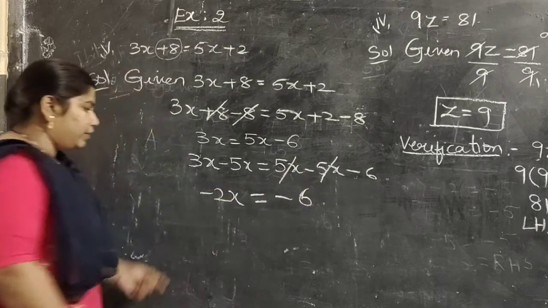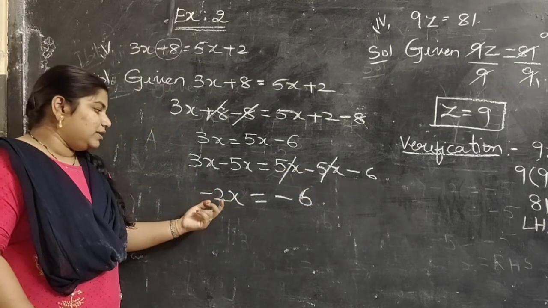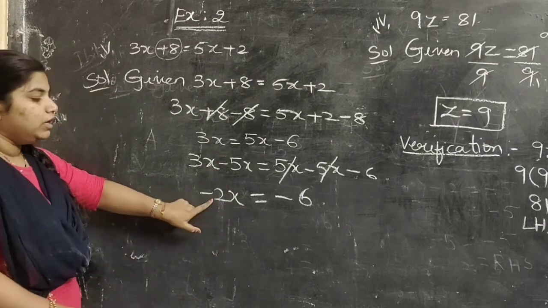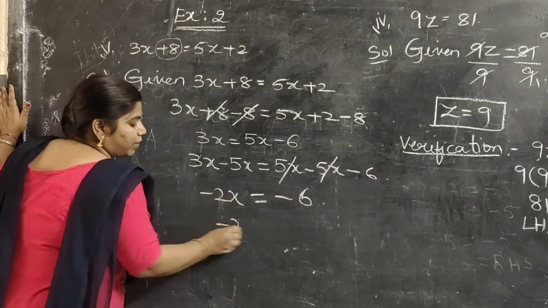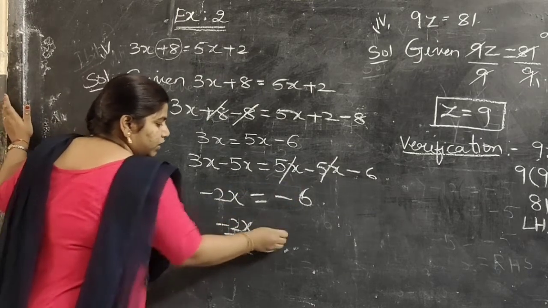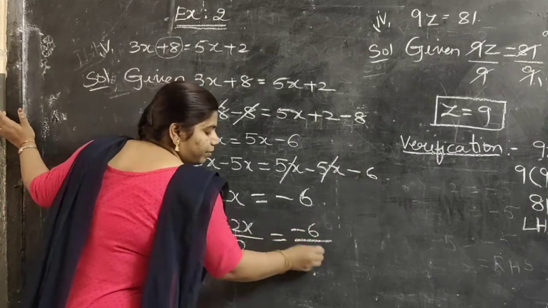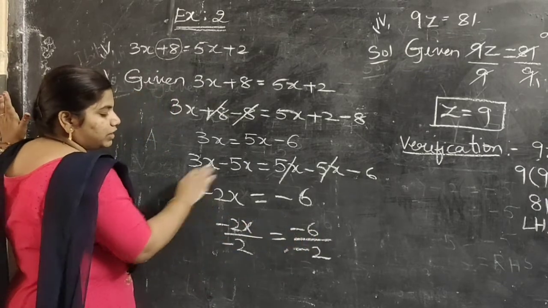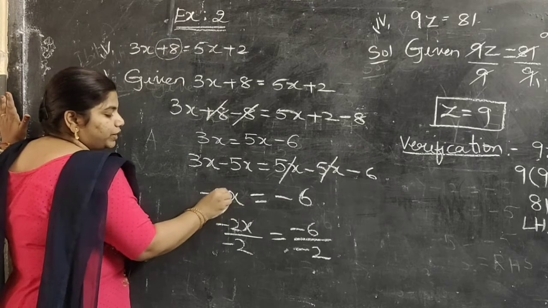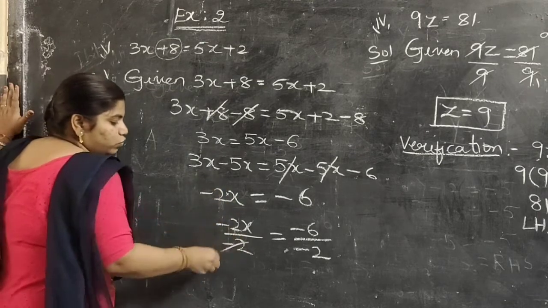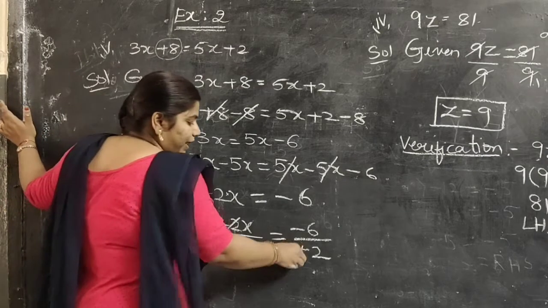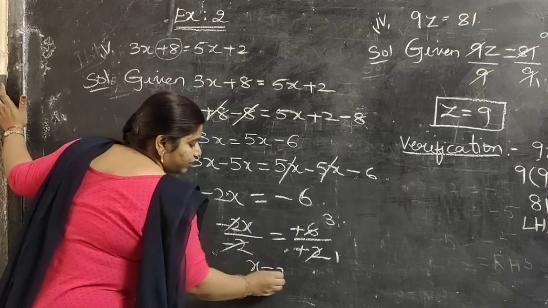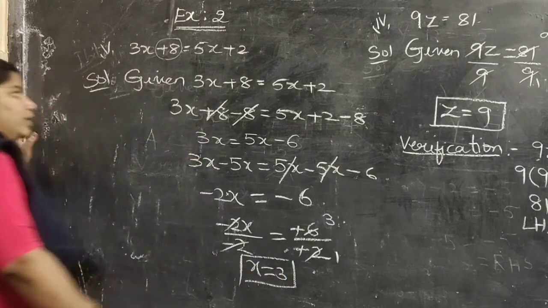Now which value do we have to eliminate? We have to eliminate this minus 2. And the relation between minus 2 and x is multiplication. So we have to divide by minus 2 on both sides. That is minus 2x by minus 2 is equal to minus 6 by minus 2. On both sides I have divided by minus 2 because this minus 2 is linked with x and the relation between these two is multiplication. So minus 2 ones are, minus 2 ones get cancelled. Minus minus will get cancelled. 2 ones are 2, 2 threes are 6. So what is the x value here? x value is 3.